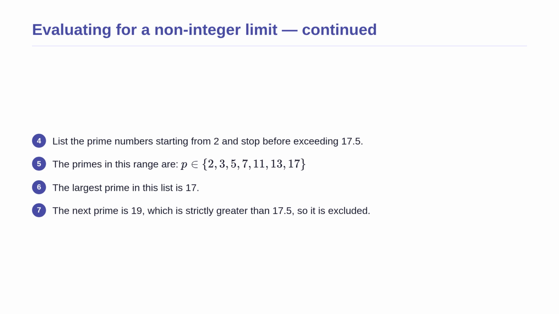The largest prime in this list is 17. We stop here because the very next prime is 19. Since 19 is strictly greater than 17.5, it does not get included in our list. The formula only cares about the primes that are less than or equal to our specific limit.